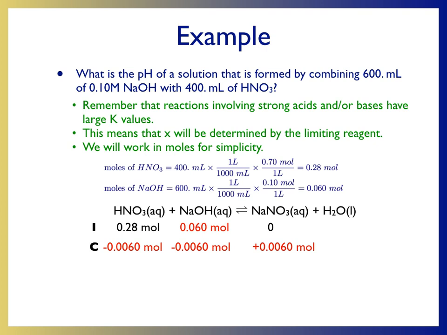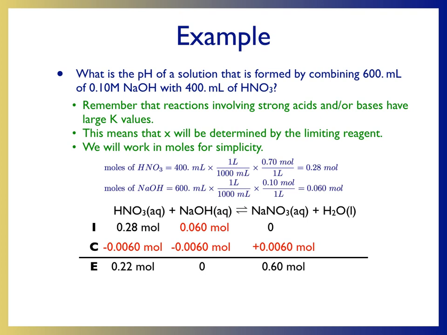The amount of HNO3 in solution will decrease by 0.006 moles, and the amount of NaNO3 in solution will increase by 0.006 moles. So that at equilibrium, we end up with no more NaOH, 0.0060 moles of NaNO3, and 0.22 moles of HNO3. Note that NaNO3 is a neutral salt. This means that it will not at all affect the pH of the solution.